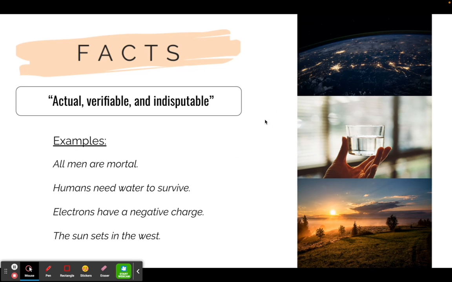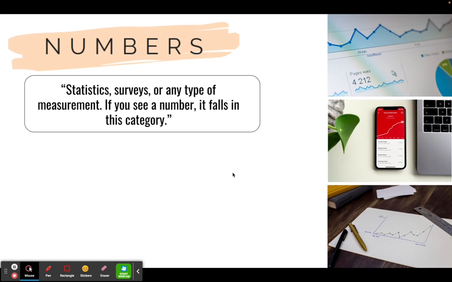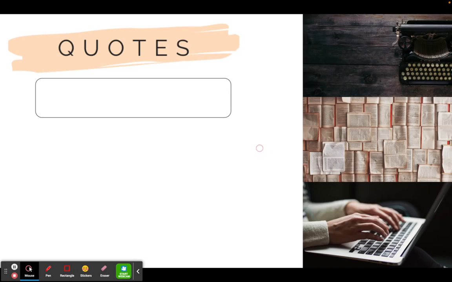Facts are actual, verifiable, and indisputable. Like we talked about with the syllogisms: humans need water to survive, electrons have a negative charge, the sun sets in the west. These are things that have been proven true over time. There's really no other evidence or scientific reasoning to show that it's different. It's the facts. The second would be numbers. These are statistics, surveys, or any type of measurement. If you see a number, it falls in this category. So you could talk about statistics and surveys and 64 million views on Netflix, that kind of thing.